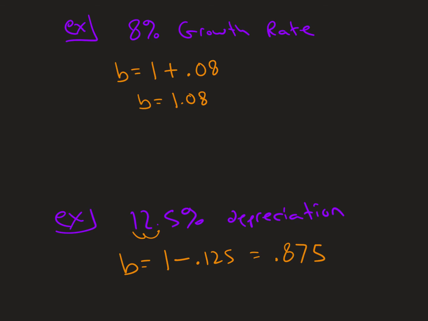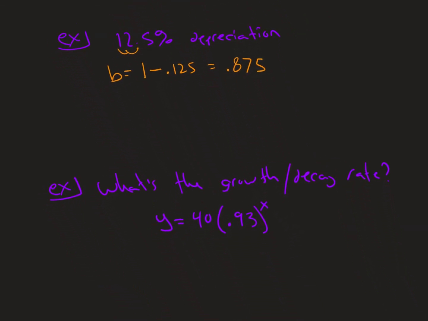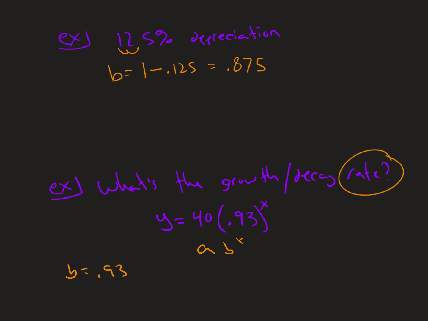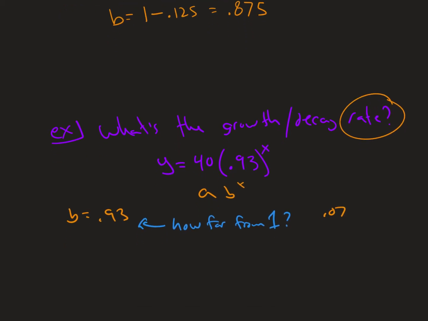All right, the other thing sometimes you'll have to do is, if I gave you an equation here, here's our a, b to the x, I can see that b equals 0.93, and so then if I ask you for the rate, I want to know what that r value is. What did we add or subtract from 1? And so basically you're answering the question, how far from 1? Right? If it's growth, it would be how much above 1. If it's decay, how much below 1. Well, this would, so 1, you could just do the subtraction. 1 minus 0.93 would be 0.07. So 0.07, and so then I could say that r equals 0.07 or 7%.